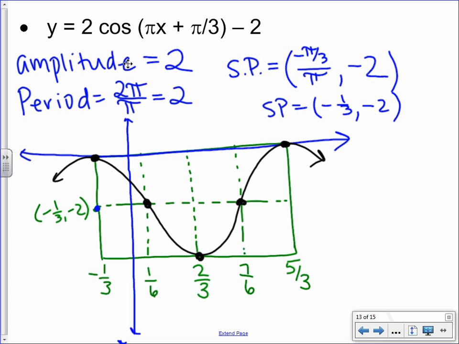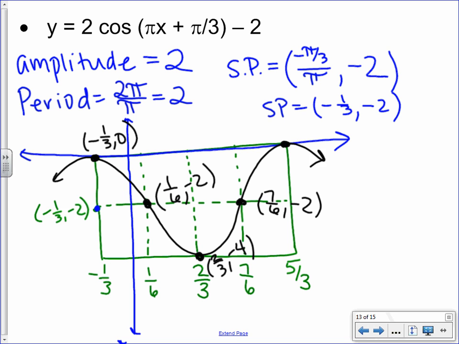So this point right here is negative 1/3, 0. Then we have 1/6, negative 2. Then we have 2/3, negative 4. Then 7/6, negative 2. And then 5/3, 0. You can label them on the graph or in an XY table off to the side.